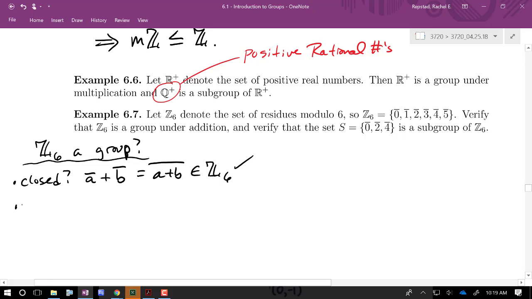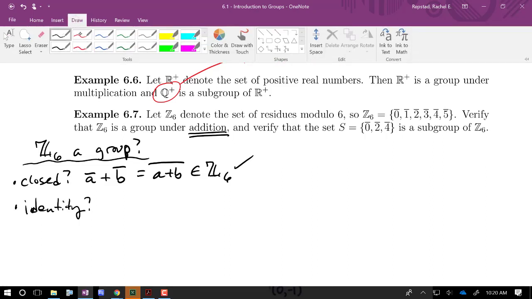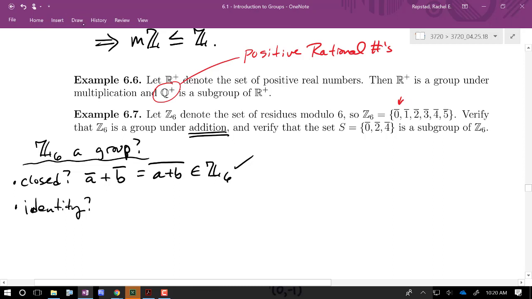What about the identity? If this is a group under addition, what's our identity element? Isn't that 0? Yes. So this is just us seeing the addition is 0, and look, 0 is in the set. So we're just checking that we have that identity element in Z6. So that's all set.